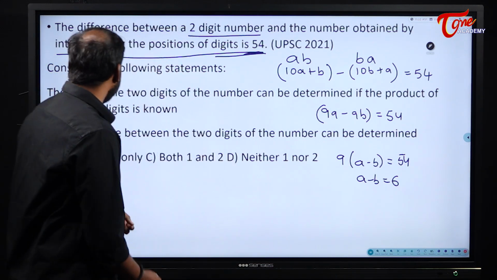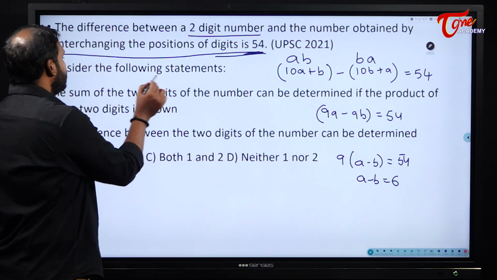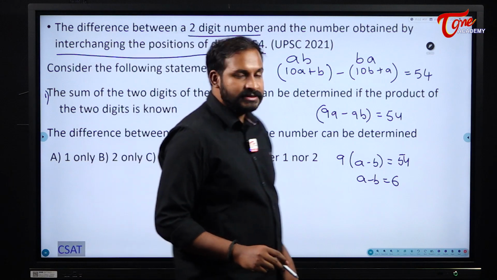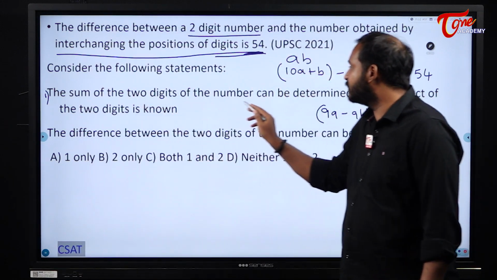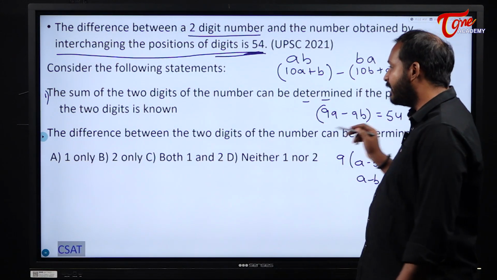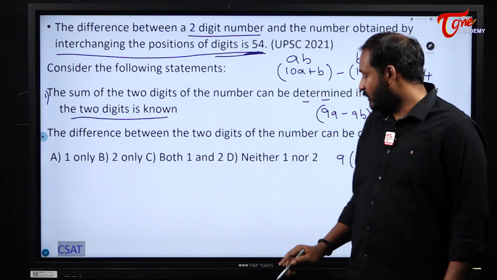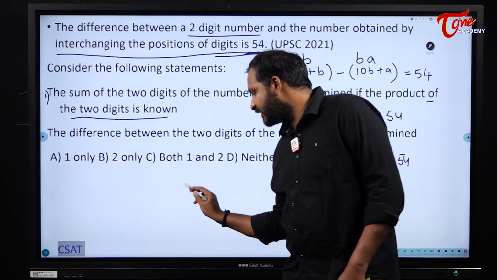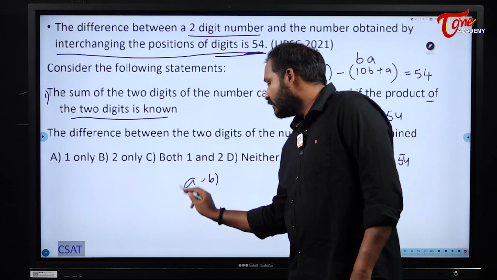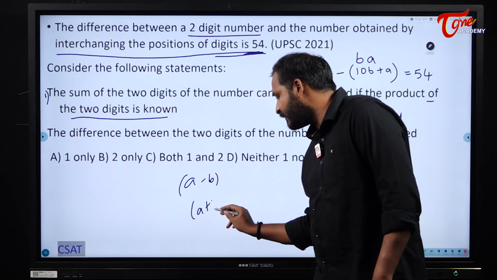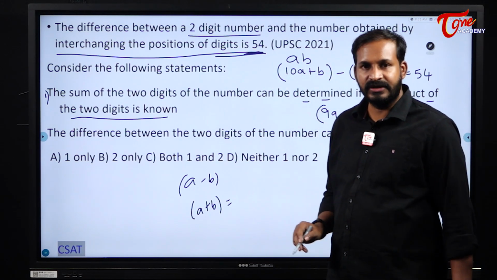Now come to the next one. Consider the following statement. The first statement is: the sum of the two digits of the number can be determined if the product of the two digits is known. Why? Because here we were already able to find A minus B, right? How can we find A plus B, students? Generally, with the help of algebra.